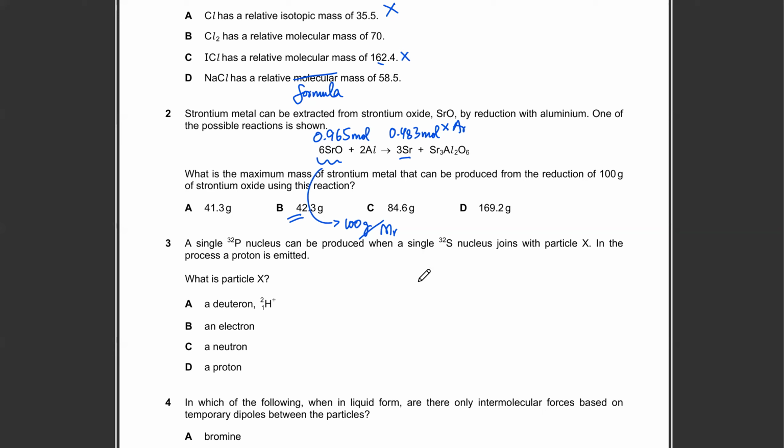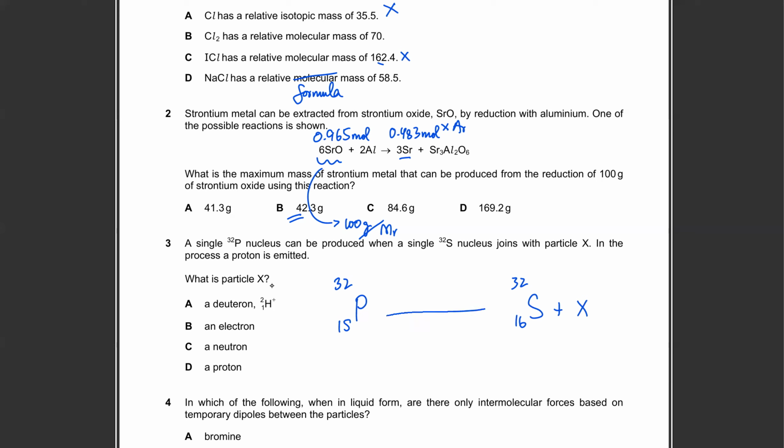Next one, a single phosphorus nucleus can be produced when a single S nucleus joins with particle X. In the process, a proton is emitted. What is particle X? So P32, I mean, the proton number is fixed. That's 15 in the periodic table. So he says this is produced when S32, which has a proton number 16, joins with particle X. And in the process, a single proton is emitted.